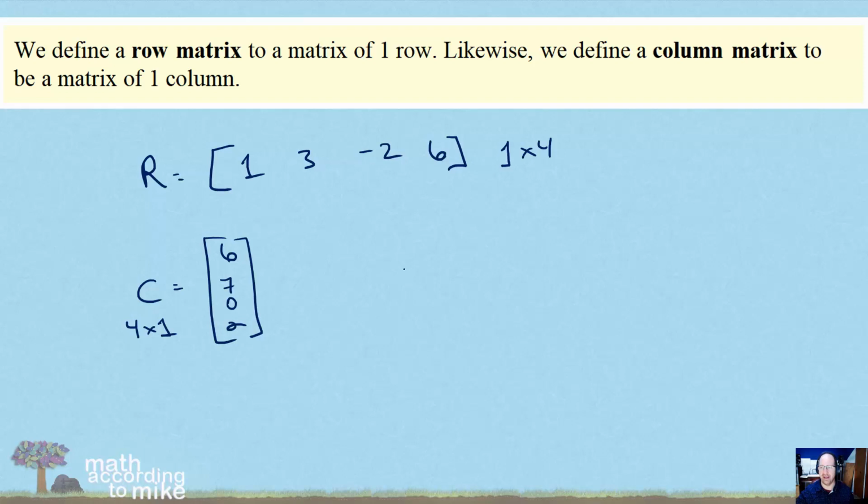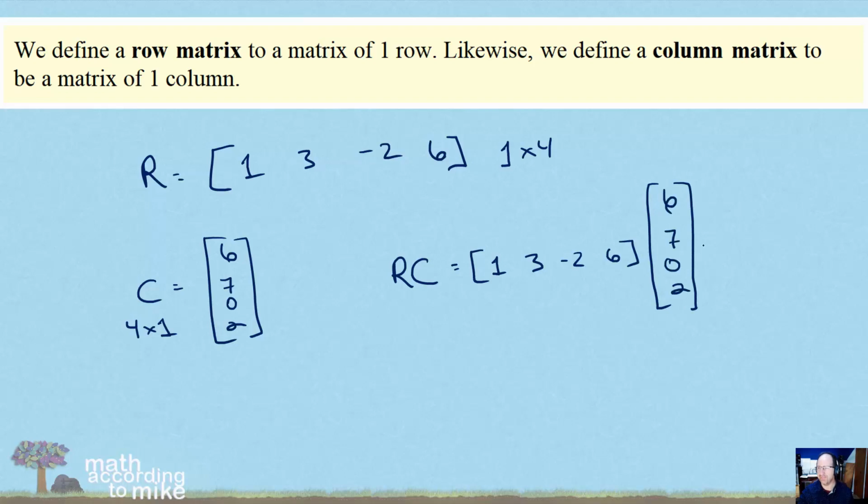And we can find their product, RC, and what that would do is, let me write this down. Let me copy these correctly next to each other. So if we multiply a row and a column, what has to happen is, you have to multiply corresponding entries and add. Multiply corresponding entries and add.